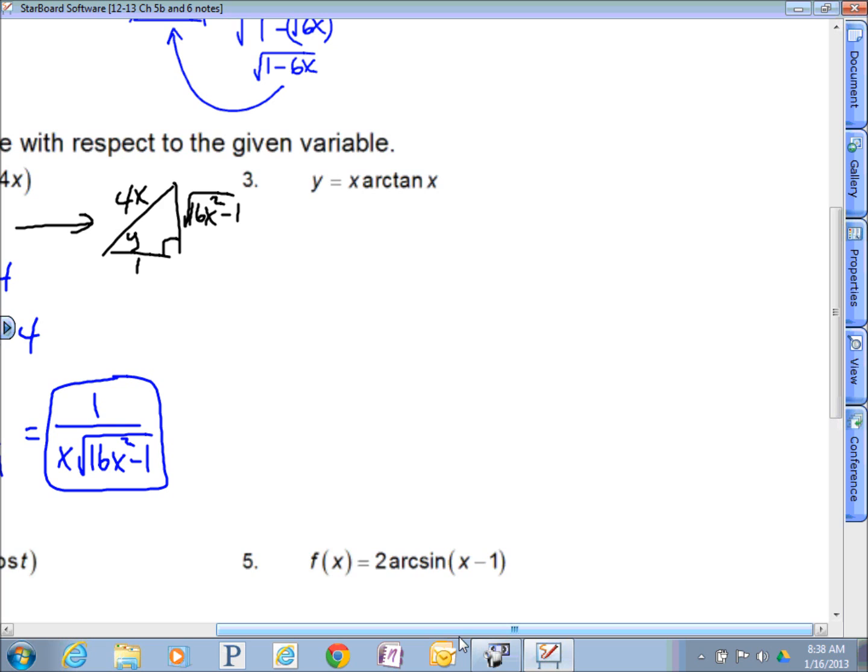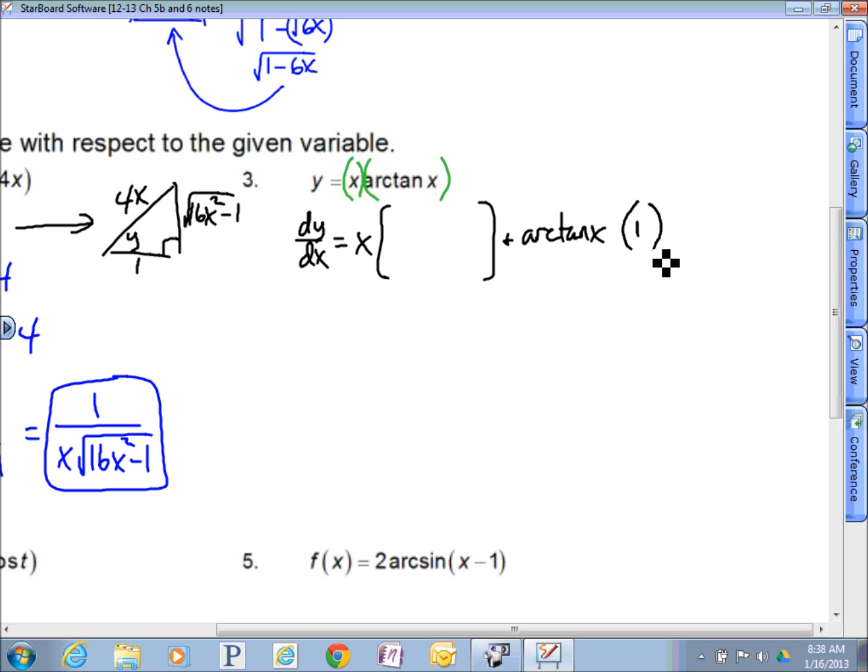So the key is still that reference triangle, and once you can get to that reference triangle, you're in good shape. All right, number 3. The first thing I need to make sure that I illustrate for everybody is you have two things being multiplied together here. And if you're going to find the derivative of it, you're going to need the product rule. So product rule. My derivative, let's see, x times whatever the derivative of arctangent of x is, plus arctangent of x being multiplied by the derivative of x, which is 1.